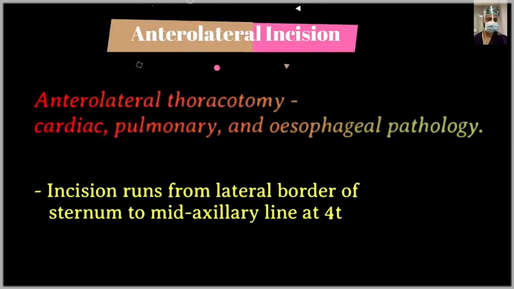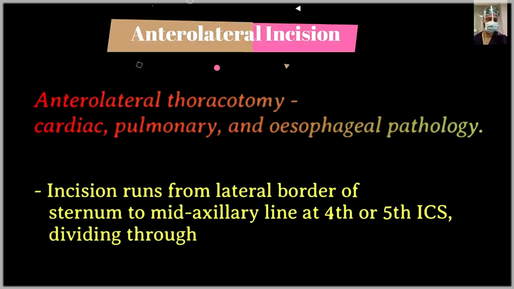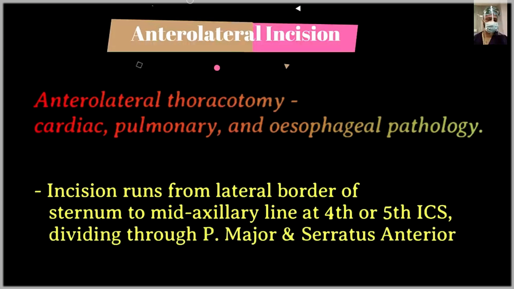So another approach is anterolateral incision or anterolateral thoracotomy, and it may be used for cardiac, pulmonary, or esophageal pathology. Incision runs from the lateral border of the sternum to the mid-axial line at the fourth or fifth intercostal space, and it divides the pectoralis major and serratus anterior muscle.